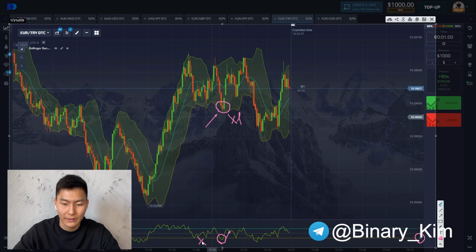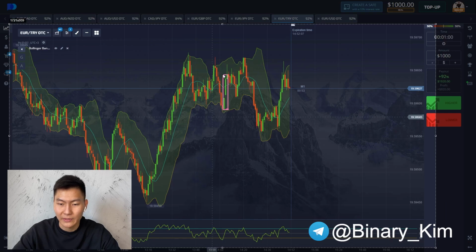This is the first one, and this is the second one. When you see something like this, you should open a long position without second thought. And you can see that on the chart, the touch has happened, the price started going up, and look at these green candles.